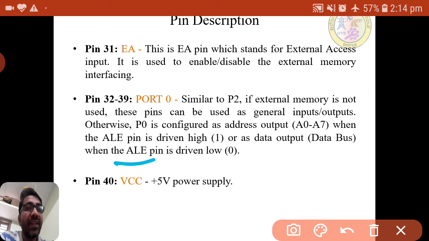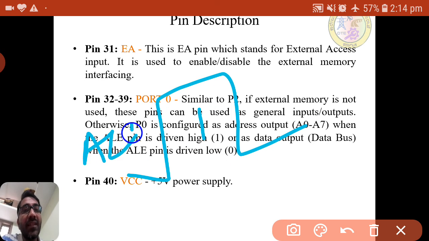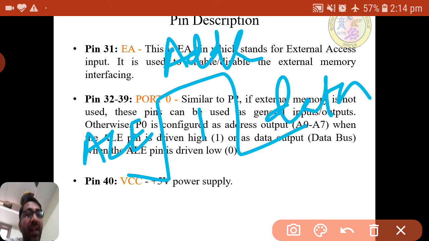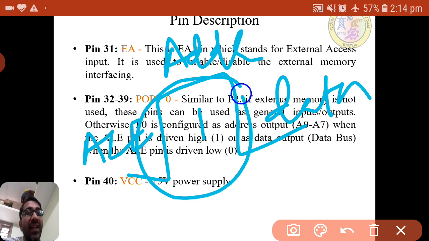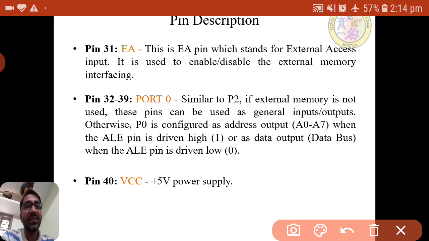If the ALE pin is driven high, then it will act as an address. If it is low, it will act as a data bus. When the ALE signal is high, it will act as address, and when it becomes low, it will act as data. Whenever ALE is high, during that time the address will be latched, because of that we call that control signal address latch enable. So port 0 is a multiplexed bus. When an external device is used, it will act as the address bus, otherwise it will be used as normal general input output.